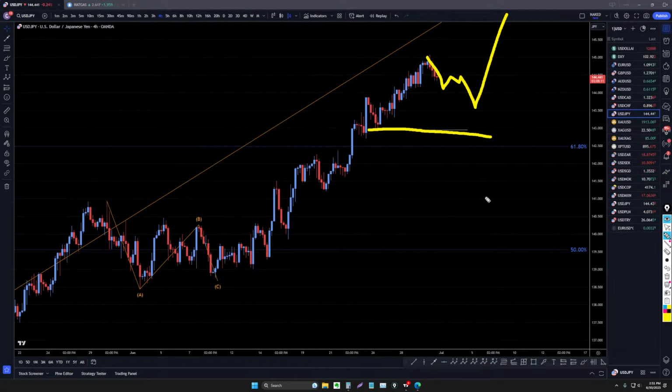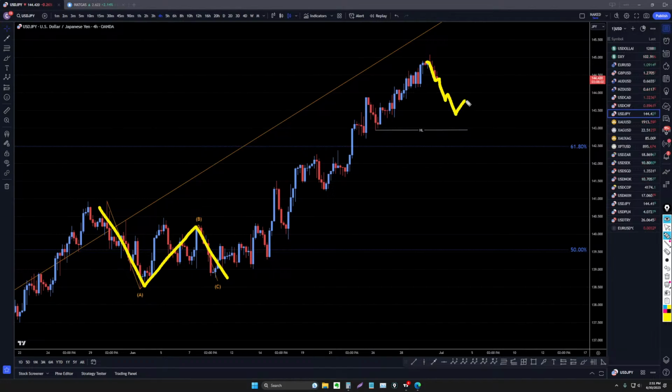And even if it does make a bigger move down, like something like this, ooh, sorry, sometimes that lags, A, B, C down, even if it does something like that, that's still going to be a correction to the uptrend, I would say.